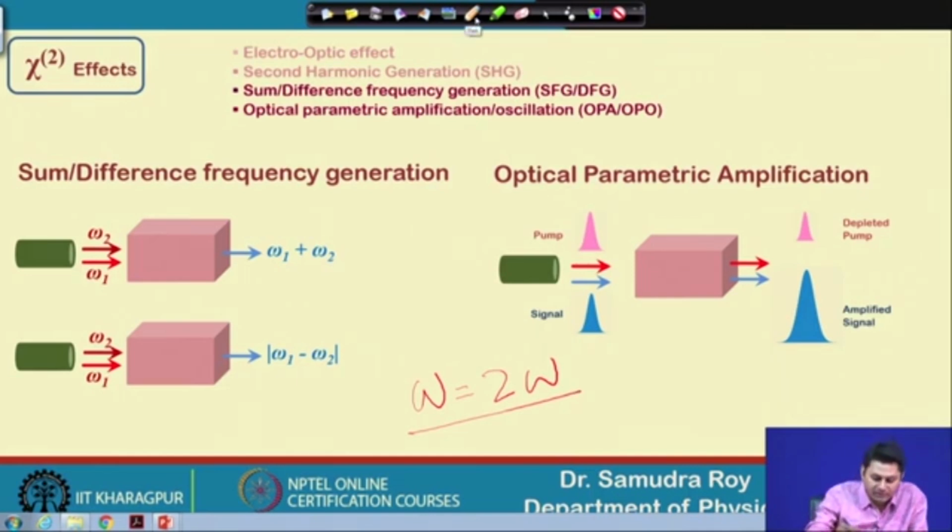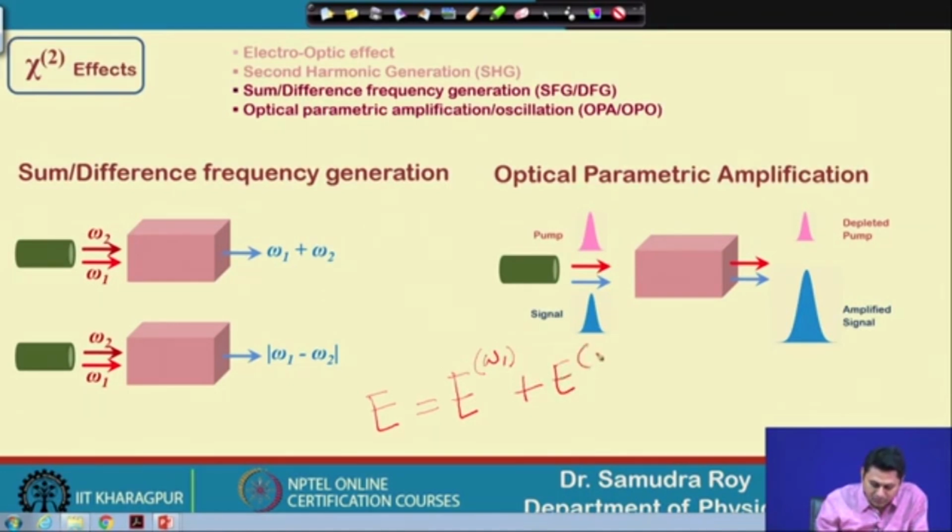So, this is my total electric field E. This total electric field is the sum of two electric fields having two different frequencies, one is E omega 1, another is E omega 2. Omega 1 corresponds to one electric field, omega 2 corresponds to another electric field. So, when these two electric fields are together inside the material, we have a different kind of frequency mixing.